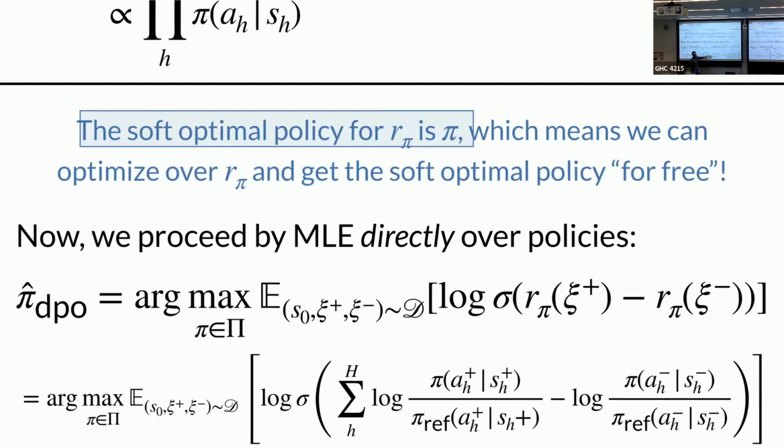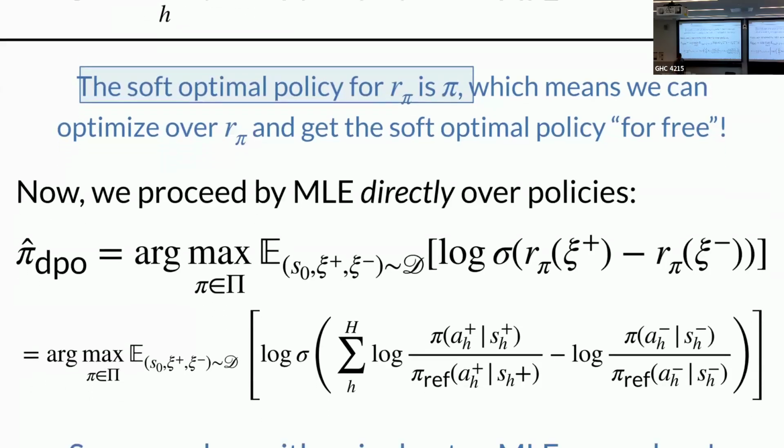So there's one thing that's subtle here. When I defined R pi, I had a partition function there, a z of s naught, right? There's no partition function here. Why can I drop the partition function? If I have two trajectories that start from the same initial state, both of them are going to have the same partition function, right? s naught is the same. So the two z of s naughts cancel. And that gives you this guy here.